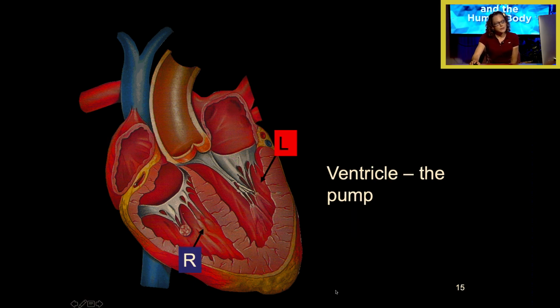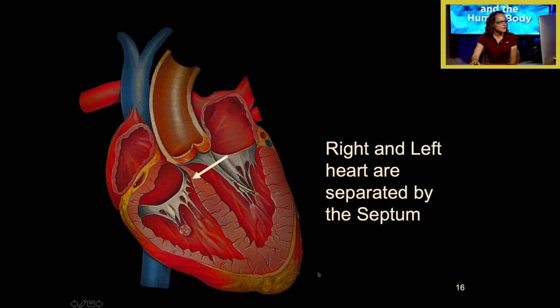The left atrium pumps the oxygenated blood to the left ventricle, which pumps blood to the body to provide oxygen and nutrients to the organs. The right atrium pumps the deoxygenated blood to the right ventricle, which pumps blood to the lungs to both reoxygenate the blood and rid the body of carbon dioxide. And again, we're going to talk more about that in a little bit. The right and left side of the heart are separated by the septum.